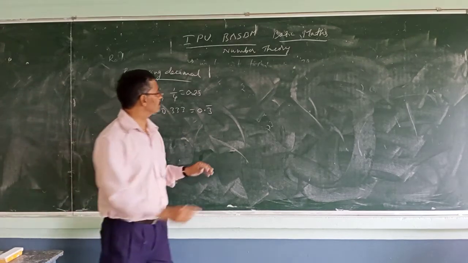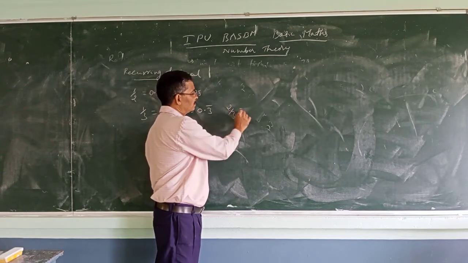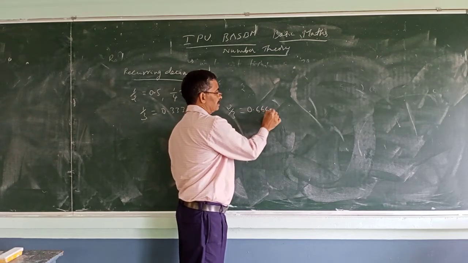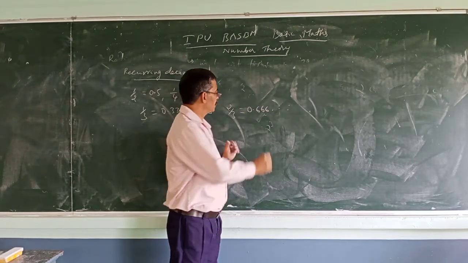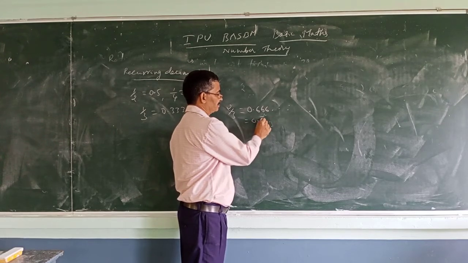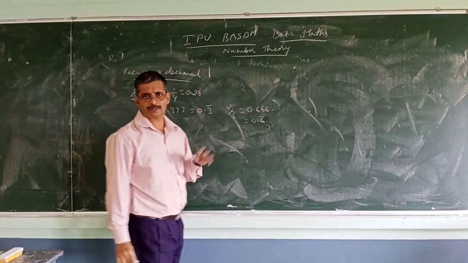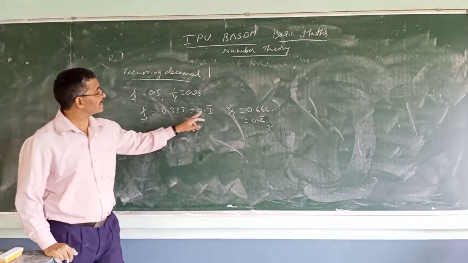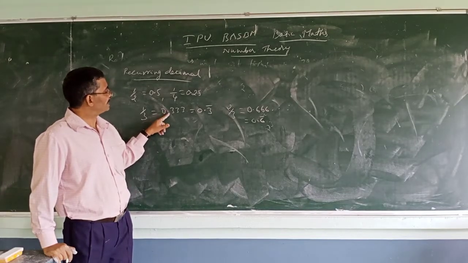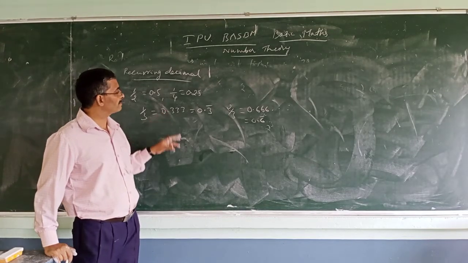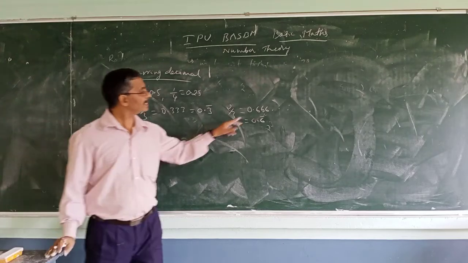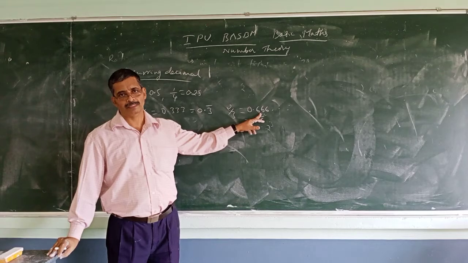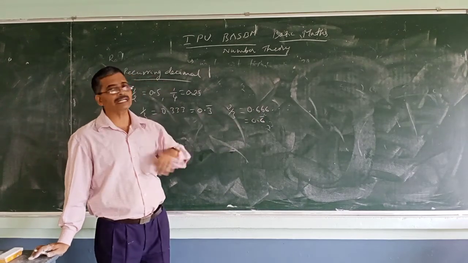This is one example, 1 by 3, 0.333. Even 2 by 3 also. What is 2 by 3? 2 by 3 is equal to 0.666. It never stops, which you can write as 0.6 bar. There are many examples; I have given 2 examples. So in a recurring decimal, some digits are repeated after the decimal point. Here 3 is repeated. Here 6 is repeated after the decimal point.